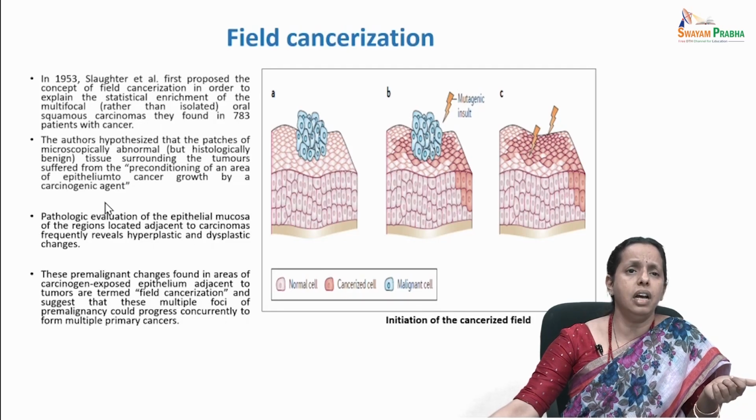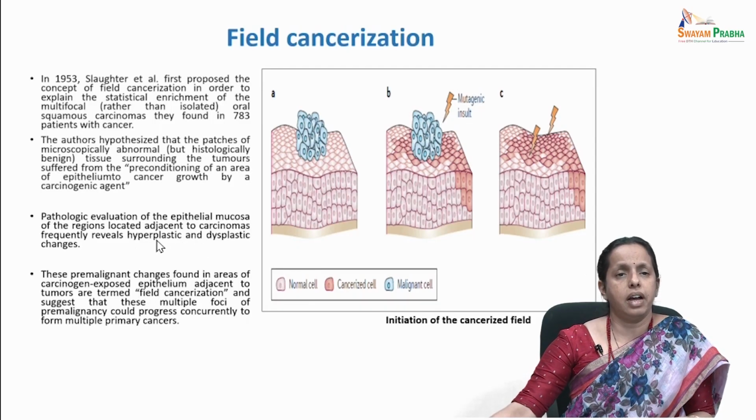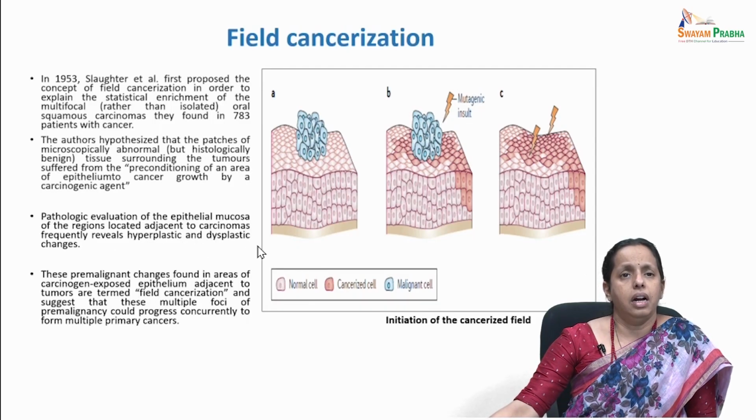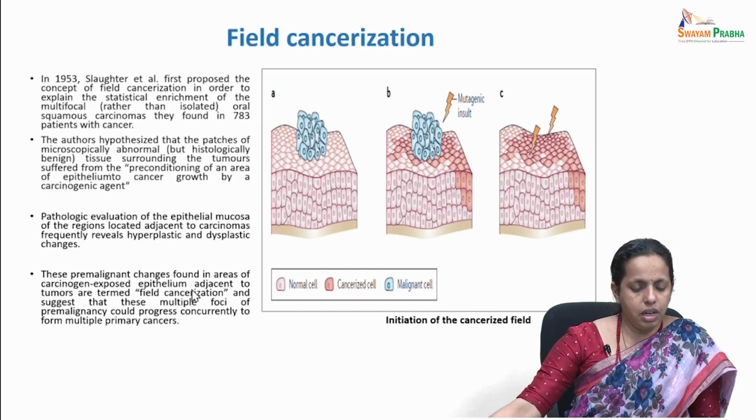You can clearly see it in the histopathology. Pathological evaluation has revealed hyperplastic and dysplastic changes. There are pre-malignant changes found in the areas of carcinogenic epithelium adjacent to the tumors, and these are termed field cancerization. These multiple foci of pre-malignancy could progress concurrently to form multiple primary cancers. You have a normal cell, then a cancerized cell, and then the malignancy.